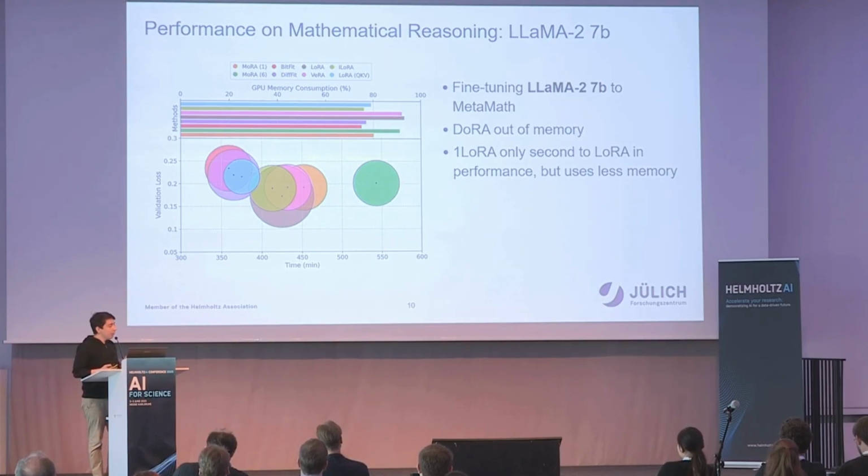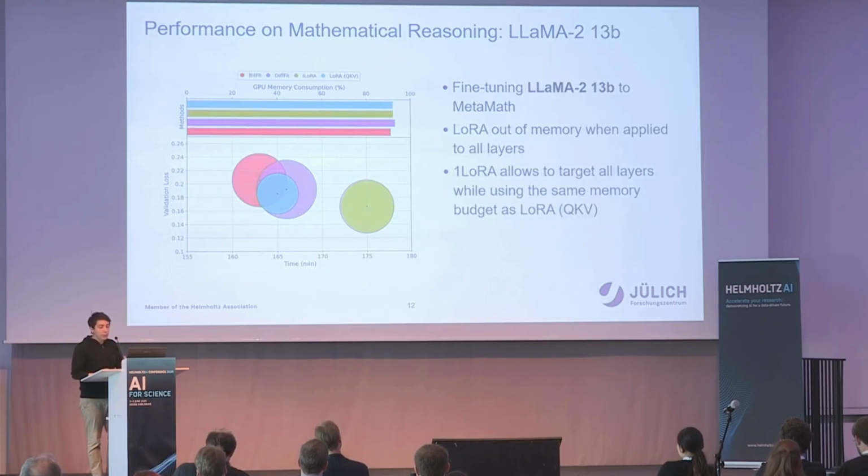So the question here was, what happens if we go to bigger models? 7 billion is not big for LLMs. So we do so. This is the same task as before, but we just doubled the amount of parameters. So it's 13 billion. We fine-tune from 13 billion to MetaMath again, and you can see that most of the methods run out of memory, including LoRA.